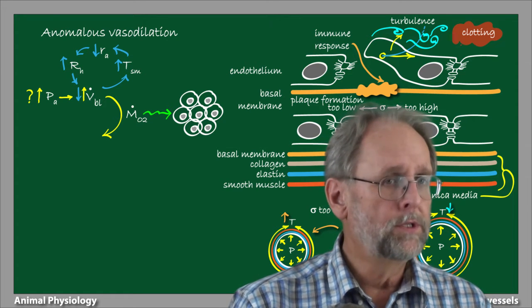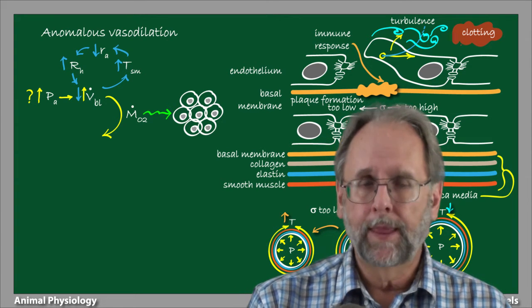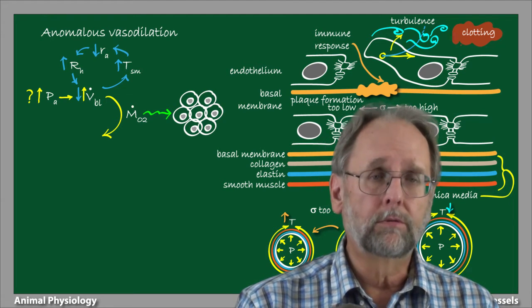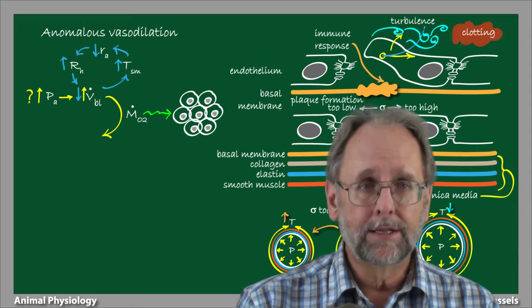What was found was actually just the opposite. The response to an increased arterial pressure was not the reduction of vessel radius, but its increase, hence the anomaly.